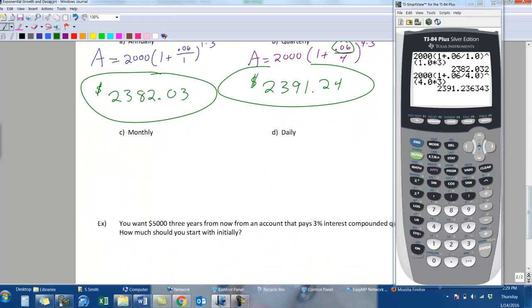So here's the thing. Press pause really quick. Hook up monthly and daily. What do you think is going to happen the more times you compound it? It's going to get a little bit more money. So go ahead and press pause. Let's see if we agree.